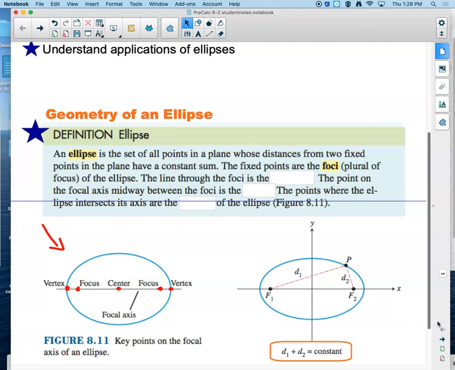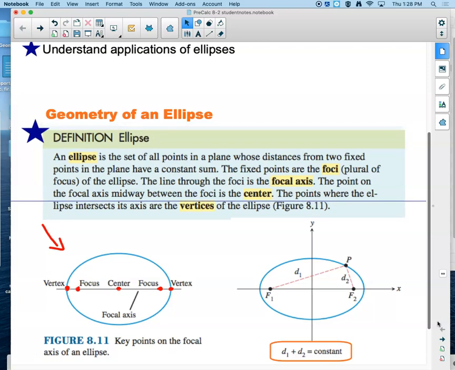So the fixed points are called the foci. The line through the foci is the focal axis. So we have a center, two foci, and two vertices all on the focal axis. The point on the focal axis midway between those foci is, of course, the center. And the points where the ellipse actually intercepts its axis, those are the vertices of the ellipse. So all of those are on the major axis, which is called the focal axis.